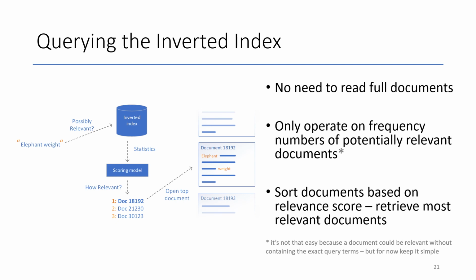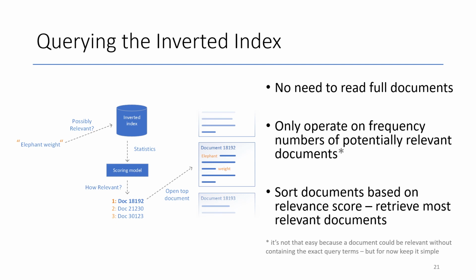And now the scoring model gives us a score for each document and query pair so that we can sort the documents by score and retrieve the most relevant documents. And then we can open only the top documents and display them to the user.